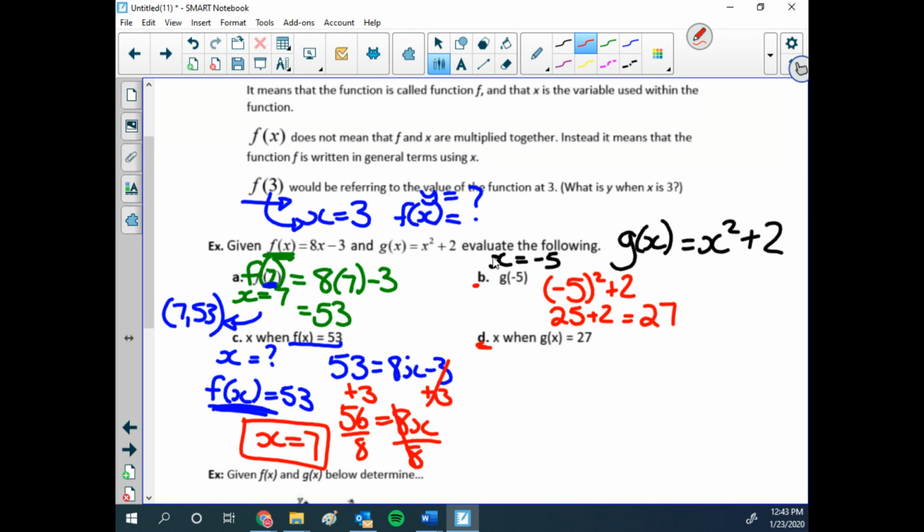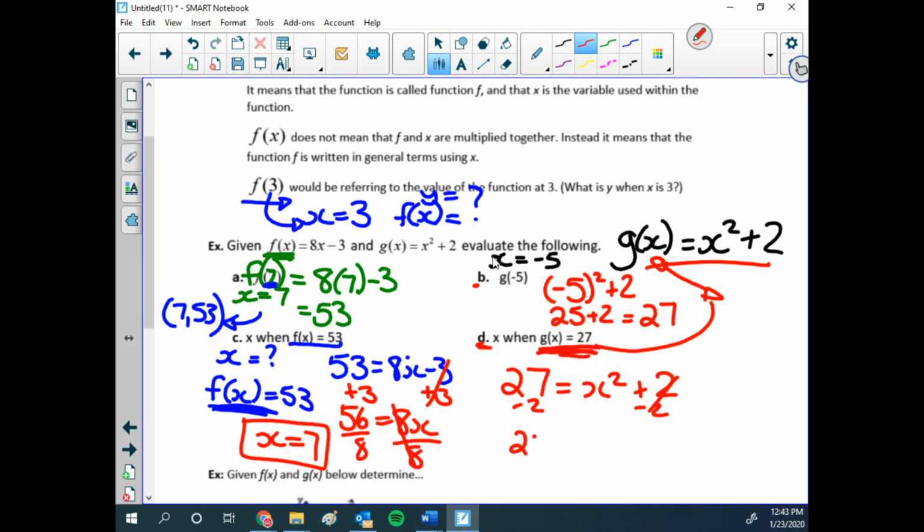So it says, what is the x value when g of x is equal to 27? So if they're telling me g of x is equal to 27, 27 is going to go where in this formula? For the g of x. So I'll put it right here. So 27 equals x squared plus 2. And we still need to solve to figure out what that x value is. So I would subtract 2 from either side. So 25 is equal to x squared. And then square root that value. X is equal to plus or minus 5. So technically there's actually 2 answers for that one. Because remember, every time you square root a number, there's 2 possible answers, the positive and the negative answer.